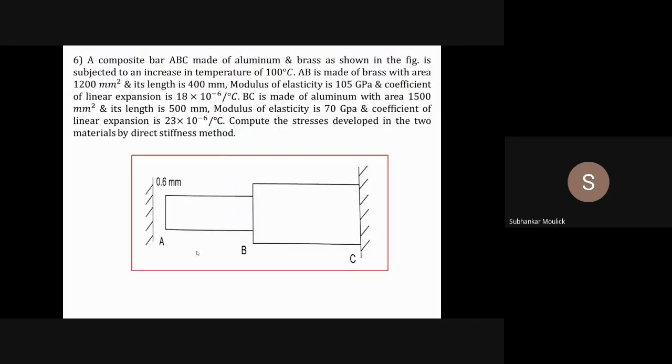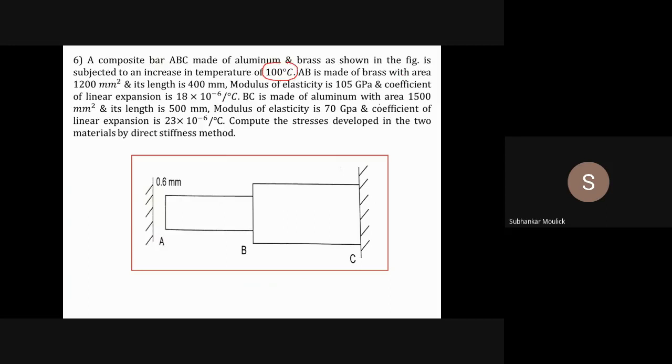So let us solve a problem. Let us read this problem. The problem tells you that a composite bar ABC made of aluminium and brass is shown in the figure. It is subjected to an increase in temperature of 100 degrees centigrade. That means the delta T value is given to me. This increase in temperature is nothing but delta T, so delta T given is 100 degrees centigrade.